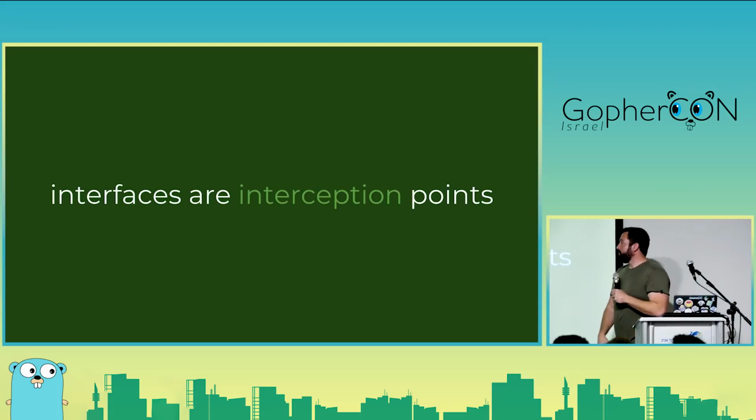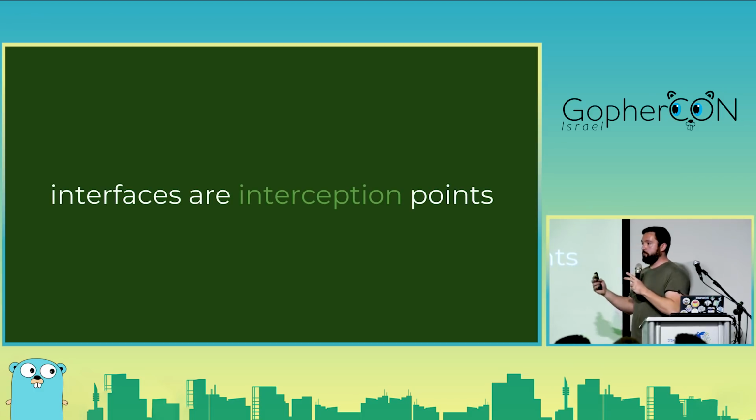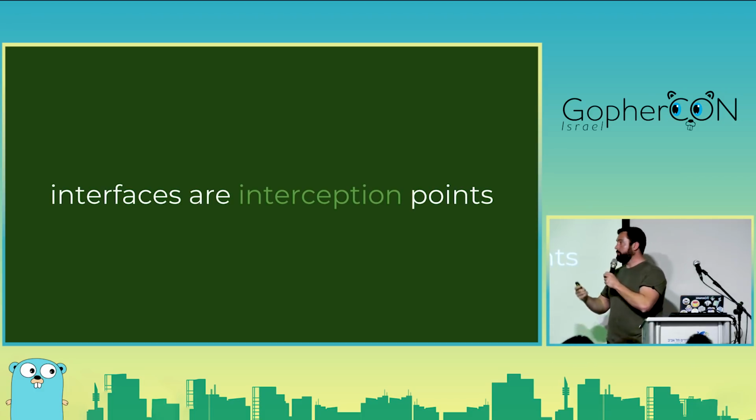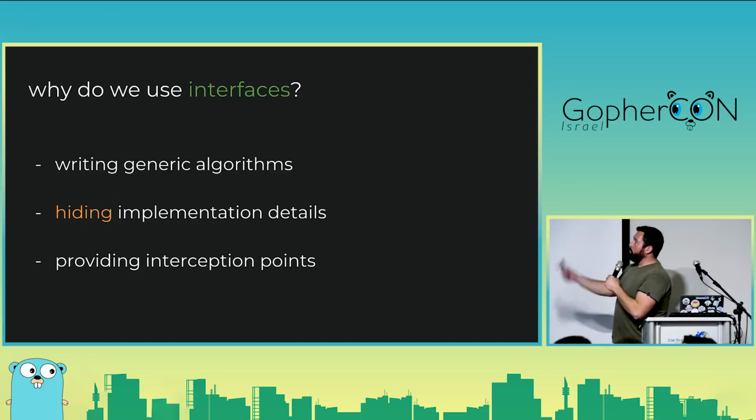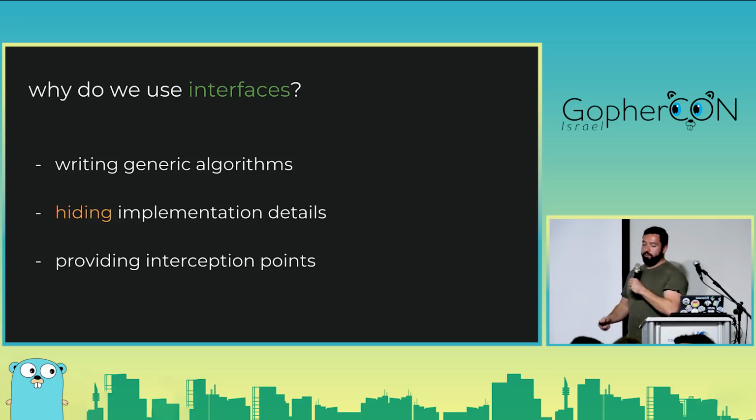So yeah, interfaces provide interception points. It is something really, really useful for when you're developing large systems and you can add new behaviors later on. So yeah, why do we use interfaces? Writing generic algorithms, hiding implementation details, and providing interception points.